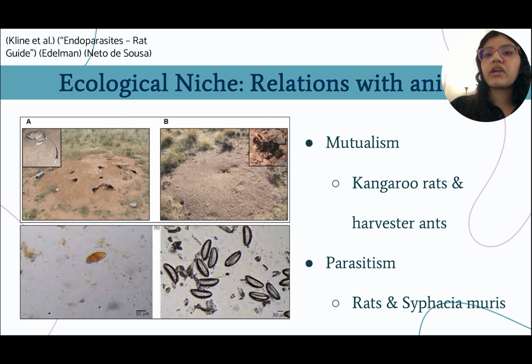You can also see parasitism between rats and Syphacia muris, which is a type of pinworm that deposits its eggs inside of the rat, and then these eggs hatch and create a colony of these parasites inside of the rat that feast on the nutrients of the rat, causing the rat to slowly die.